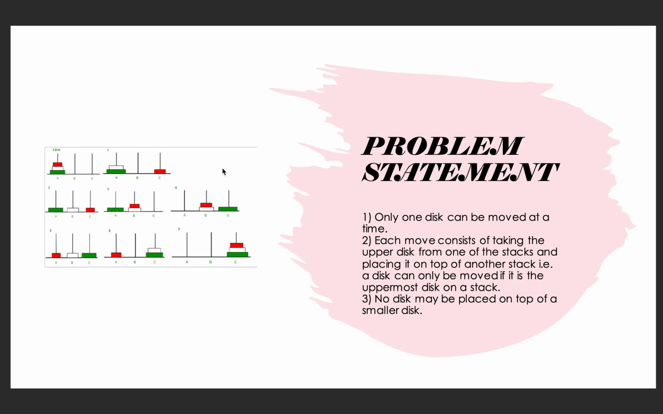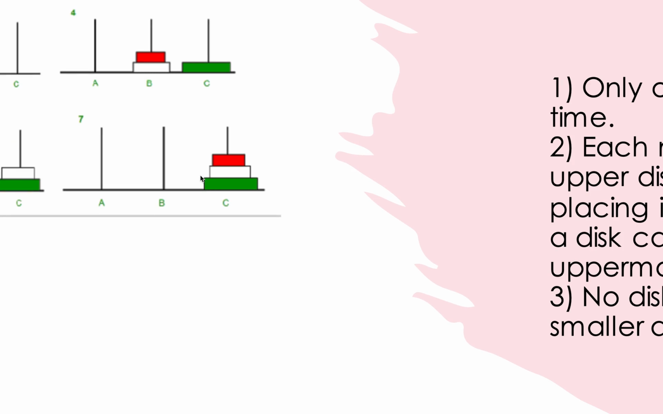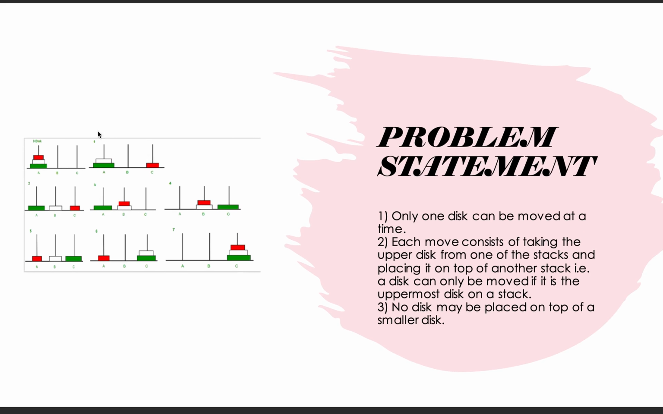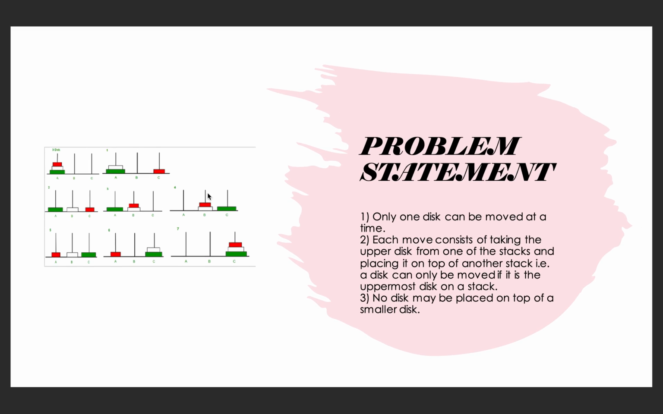And the third and the most important condition, if I may say, is that you have to arrange the disks in descending order again. That means the bottommost disk should be the largest, followed by the smaller one and then the smaller one. So basically you can't just pick it up and invert it. Okay, so this is what the problem statement is.